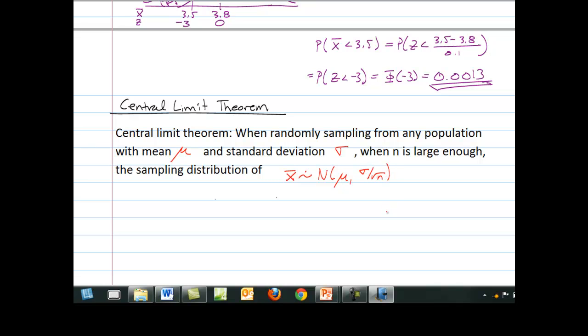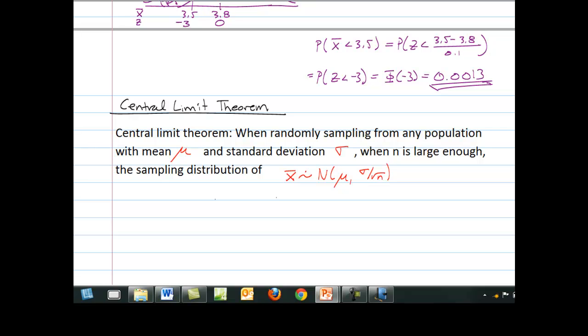Now what's the difference between this and everything we just did? Well, everything we did before, up here it says when randomly sampling from any population, before we said randomly selecting from a normal population. So now we're saying, you know what, it doesn't matter. It could be right skewed, it could be left skewed, it could be binomial, it could be bimodal, it could be any of those things. But this is saying it doesn't matter. When I randomly select a large enough sample size, the distribution shape of my sample means is going to be approximately normal.